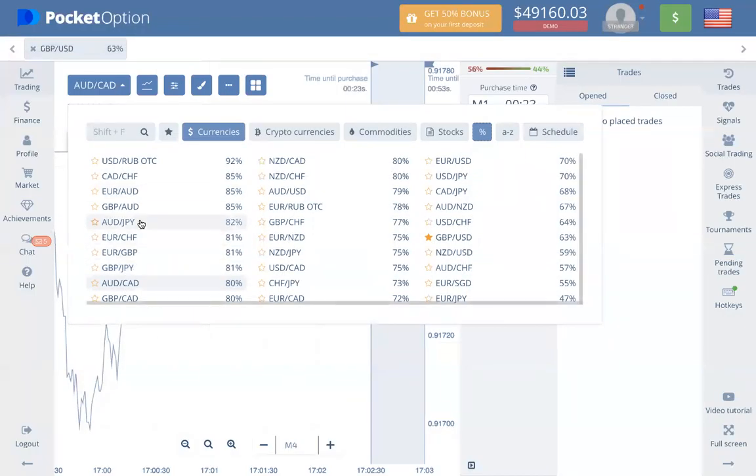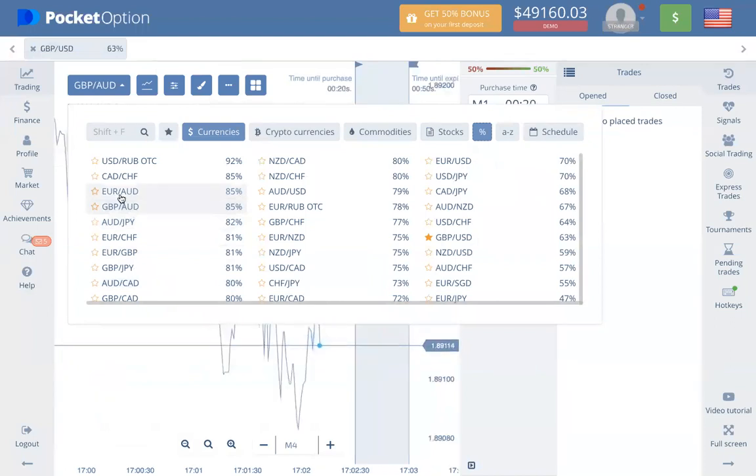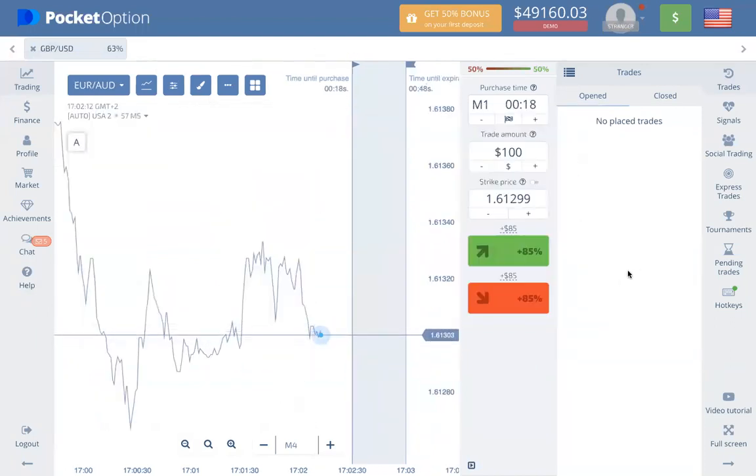So we're going to check the news. We're going to choose a currency based on payout. I literally just go in order. I'm going to do Euro AUD. So we're going to go to EA. We got our currency pair.